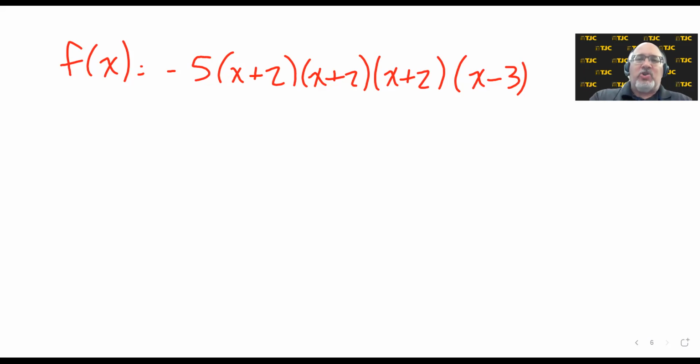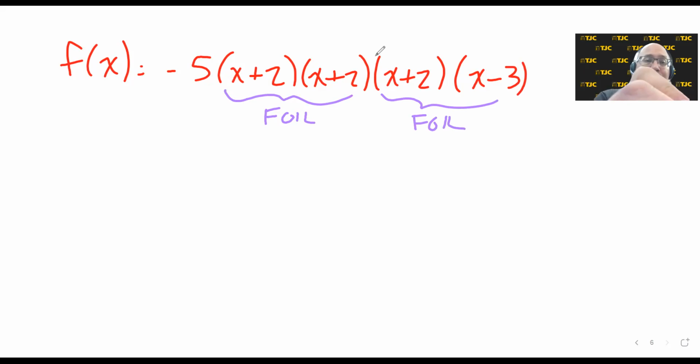There's a lot of places to start here. Some people might want to start with distributing the -5. Truth is, I'd rather save that for last. Why? Because I would rather grab these 2 guys and FOIL them. Grab these 2 guys and FOIL them. And I can do both of those moves simultaneously. Let's see what we get.